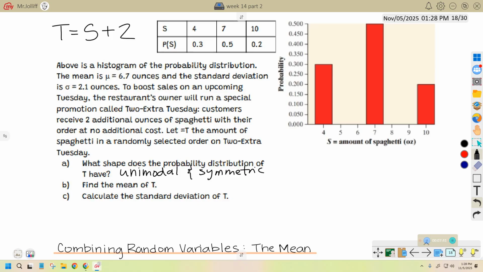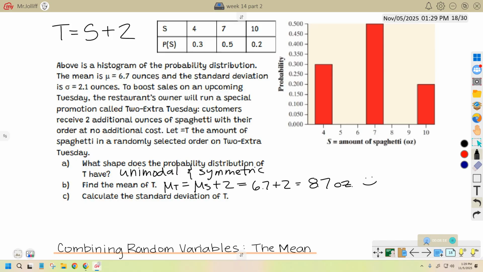Next, they asked us to find the mean for T. If to get from S to T I added 2, how do I get from the mean for S to the mean for T? Yes, very good. So the mean for T is the mean for S plus 2. And they gave us the mean for S. Perfect. 6.7 ounces plus 2 ounces is 8.7 ounces of spaghetti. Happy face. We're all happy when we get extra spaghetti.